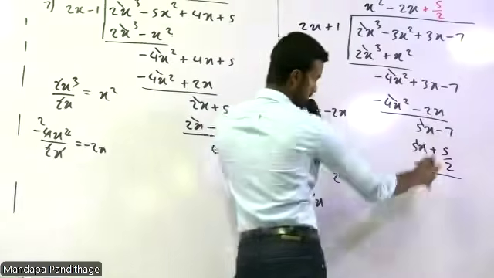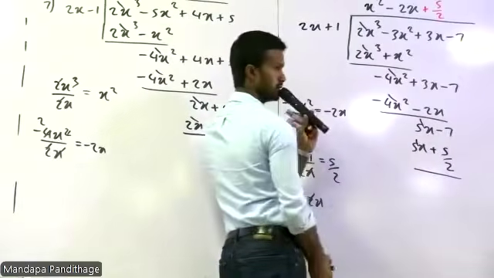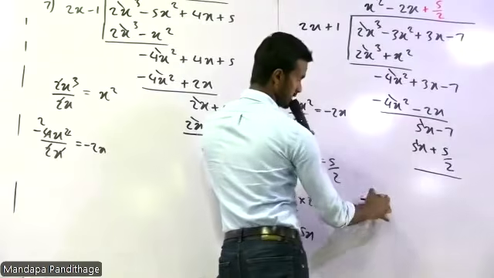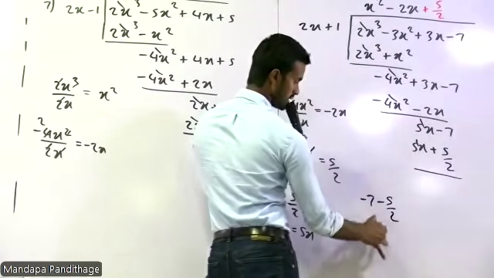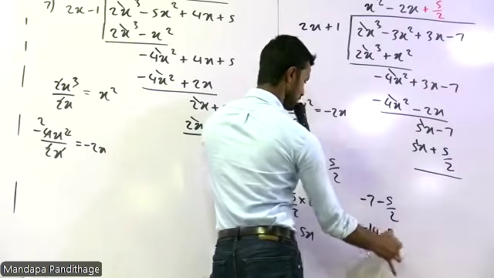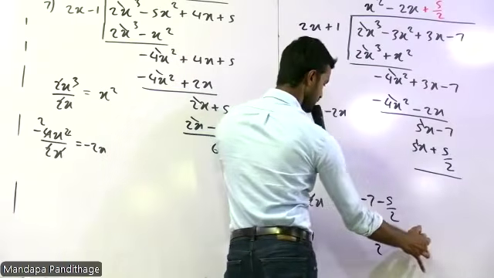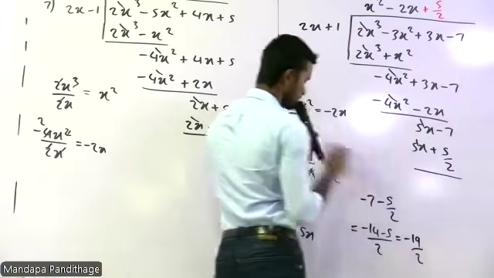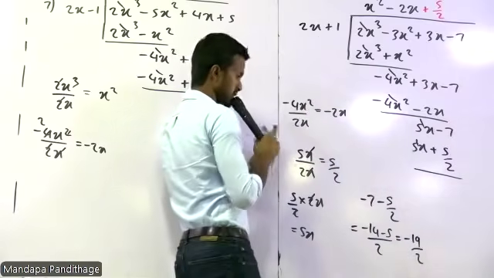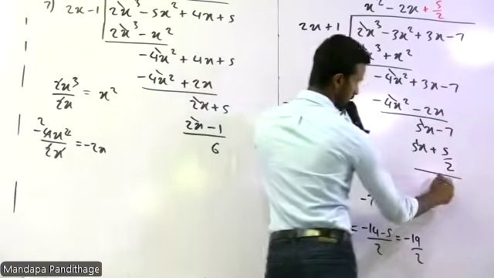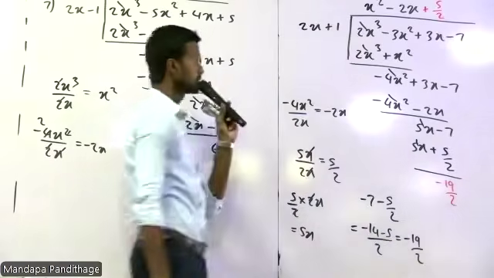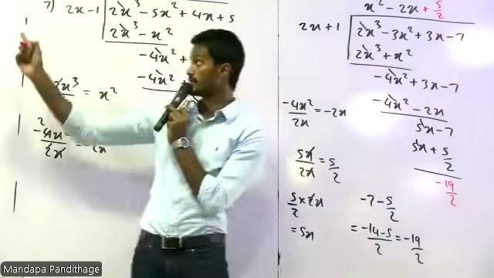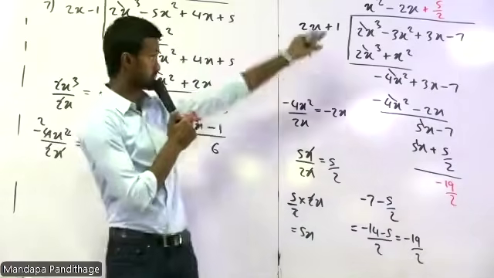Now simplify this. Minus 7 minus 5 over 2, which is, if you take 2 as the common denominator, minus 14 minus 5 over 2, which is minus 19 over 2. So what is the remainder here? It's minus 19 over 2. Clear? Okay.